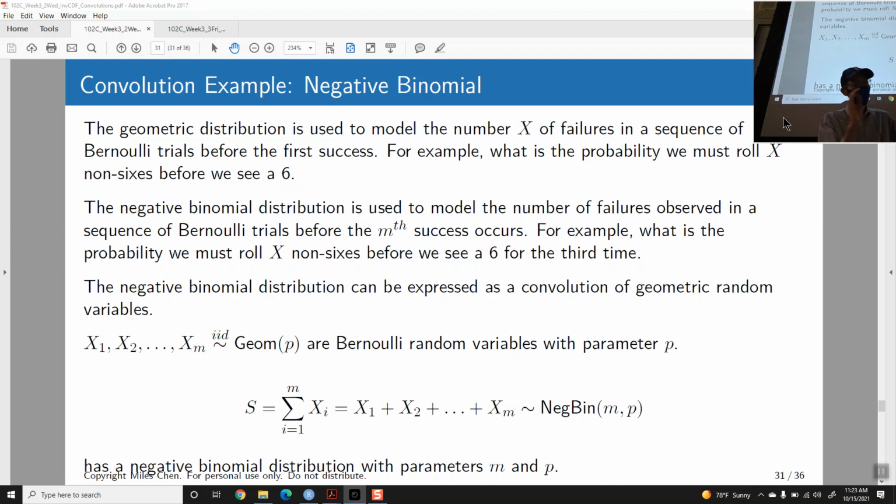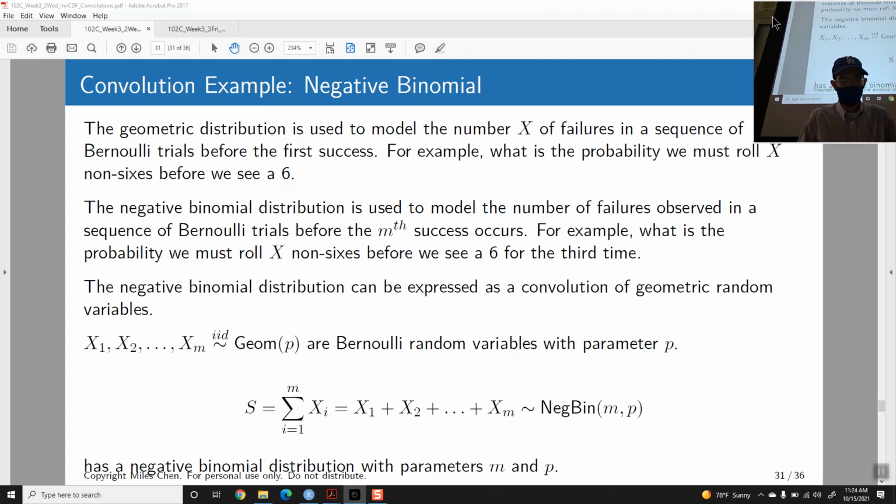Because there's a very small probability that you roll the die 50 times and you didn't get a 6 at all on any of those 50 times. And then finally on the 51st roll, you get a 6, okay? Very low probability, but it's not 0, okay? The negative binomial is kind of like the geometric, except it's used to model the number of failures observed in a sequence of Bernoulli trials before the mth success, right? So how many times do we have to roll non-6s before we see a 6 for the 3rd time? How many rolls do I need before I get my 3rd number 6?